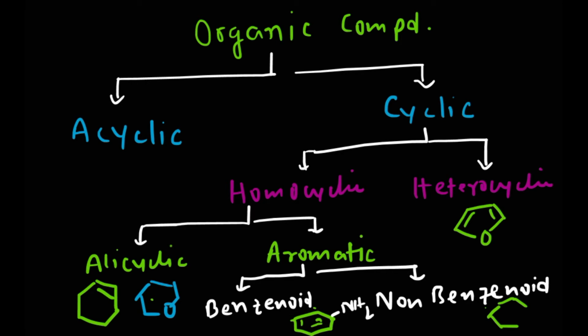But if a heteroatom is present, it should not be in the ring, but it should be like this. Suppose it is a non-benzenoid compound. If the heteroatom is attached to the ring with a double bond or single bond, and it should definitely be a double bond, then you can say it is a non-benzenoid compound.